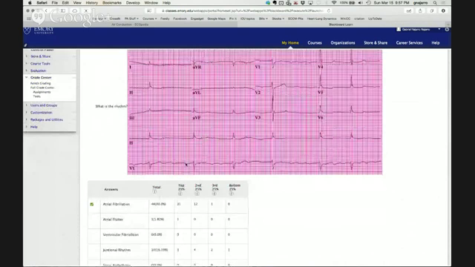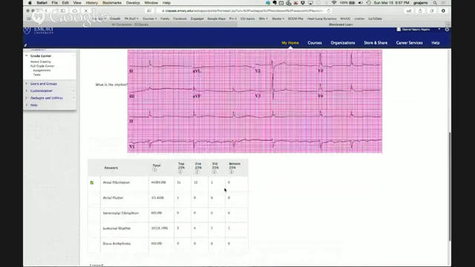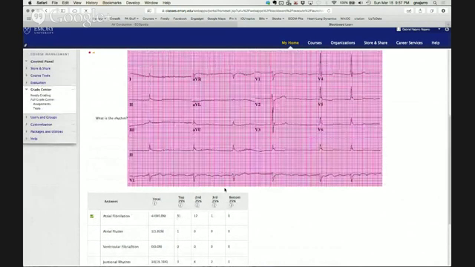Some people said flutter, but these aren't clear flutter waves. You would see characteristic sawtooth waves like we went over. A junctional rhythm would be regular. The R to R intervals would be the same throughout. And then sinus arrhythmia, there's no clear P waves, and you should still have clear P waves with sinus arrhythmia because it's originating from the sinus node.